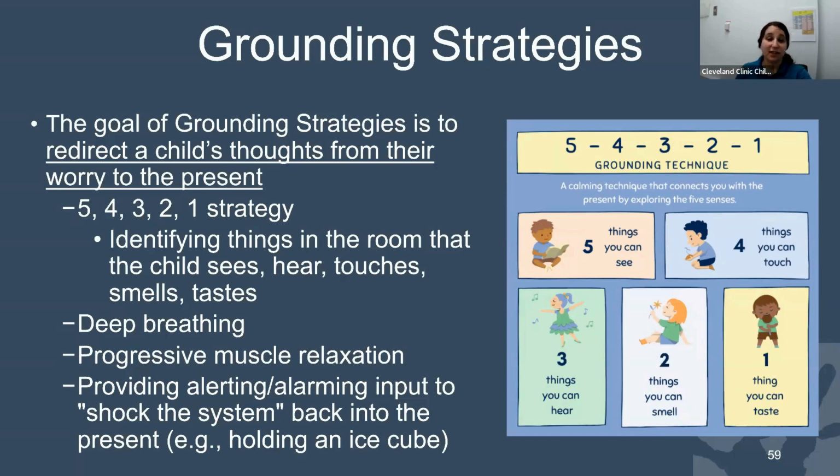So one example is that 5, 4, 3, 2, 1. Other examples that typically help ground someone could be taking deep breaths or progressive muscle relaxation, which help keep someone's thoughts on the present. Also, providing what we might consider alerting or alarming input. So handing the child an ice cube when they're in the middle of a meltdown. The child might go, whoa, what's that cold thing? And then from there, helping the child calm down, trying to get their thoughts off of whatever it is that they are worried about.